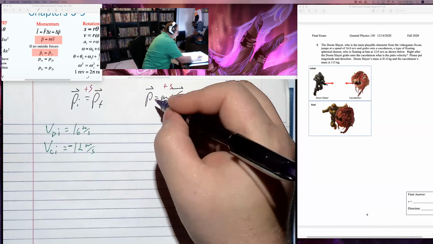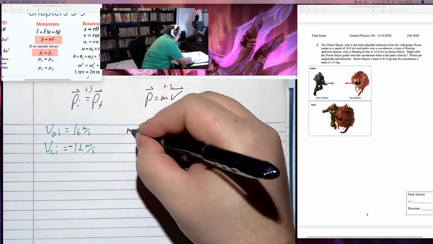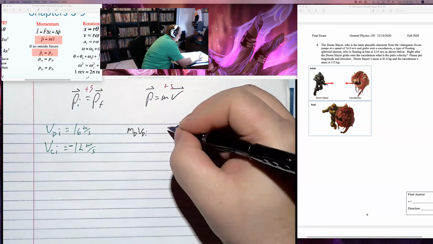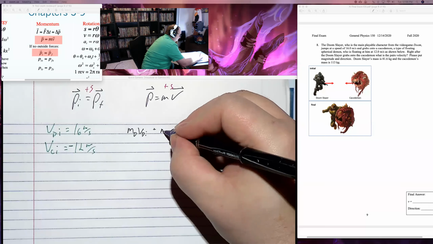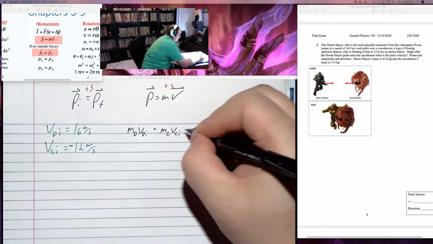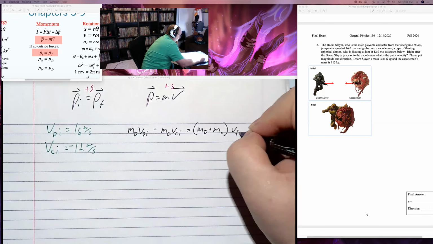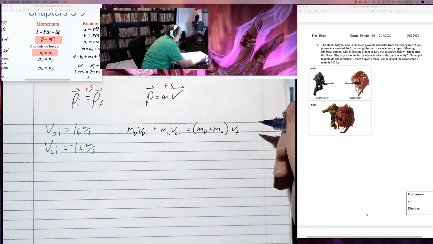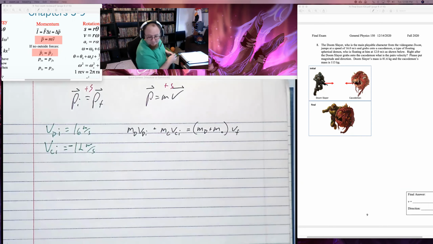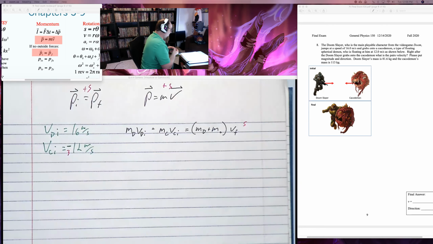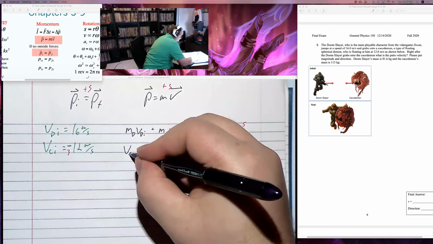What I would say is initial momentum equals final momentum. That means the momentum of the Doom Slayer, which is mass of the Doom Slayer times velocity of the Doom Slayer initial, plus the momentum of the cacodemon, mass of the cacodemon times velocity of the cacodemon initial, is their combined mass, because they're combined, times V final. So I'm putting on the points: 3 for the negative sign, 5 for this. And I'll just divide both sides by everything in parentheses.